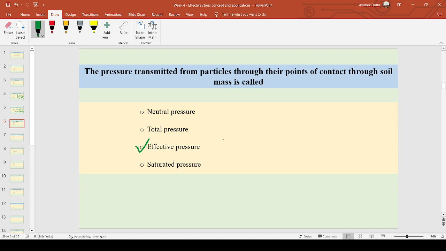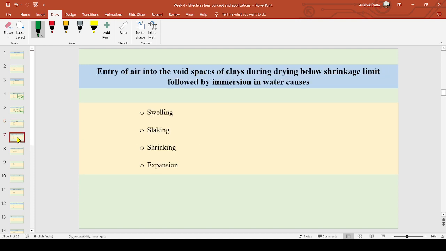Effective pressure plus neutral pressure will give us the total pressure. Okay, next question. Entry of air into the void spaces of clays during drying below shrinkage limit followed by immersion in water causes.